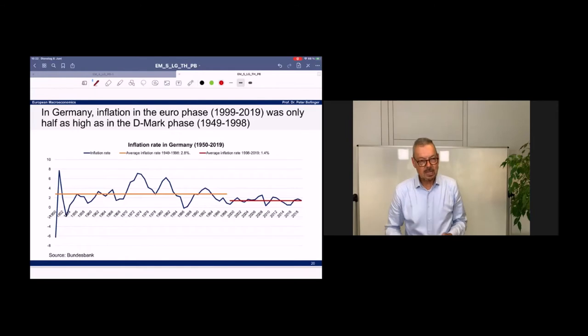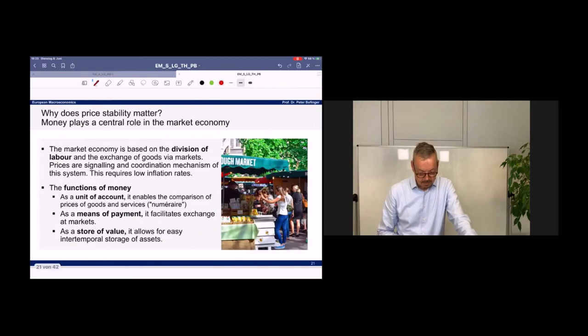There was a kind of moderation all over the world, but it's quite interesting to see that the Germans, who were so much afraid of inflating the European Central Bank, now have the advantage of having a lower inflation rate with the ECB than with the Bundesbank.